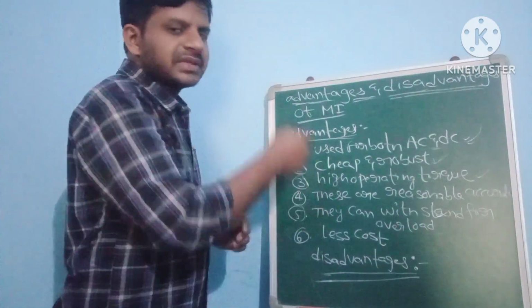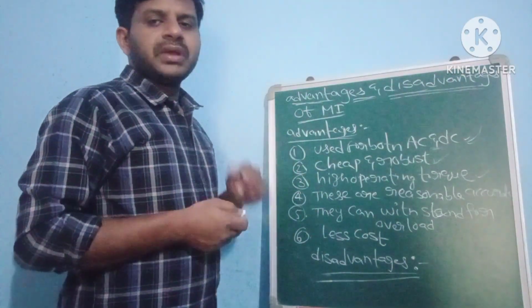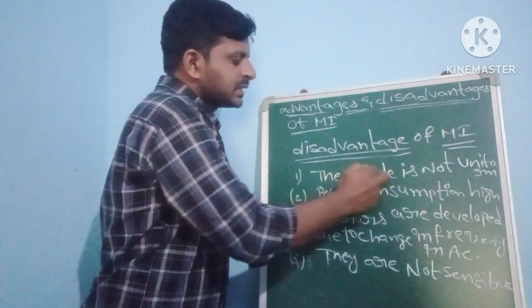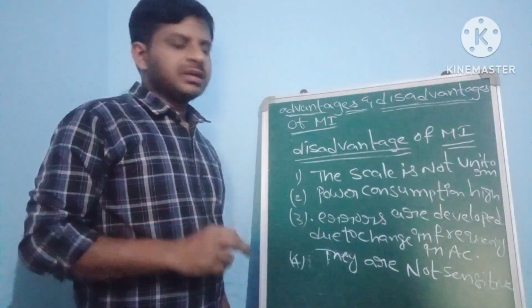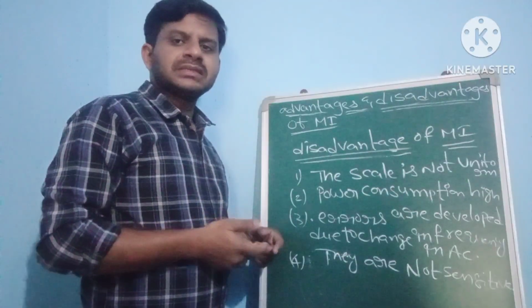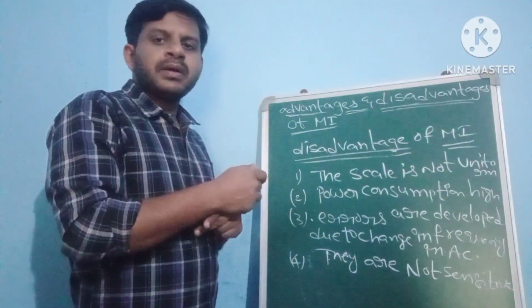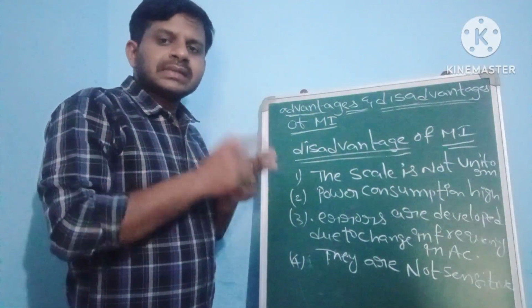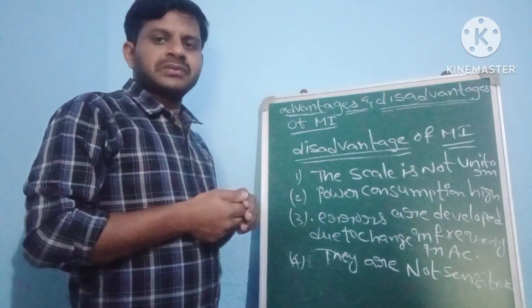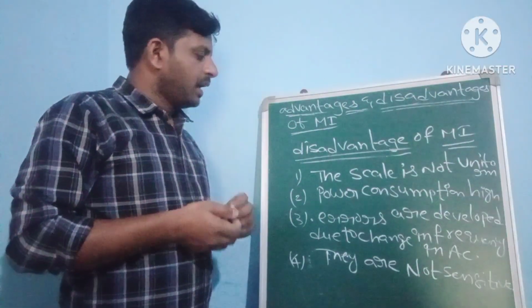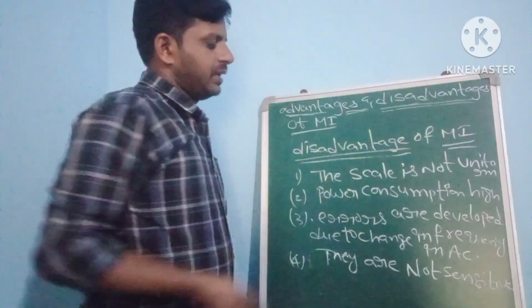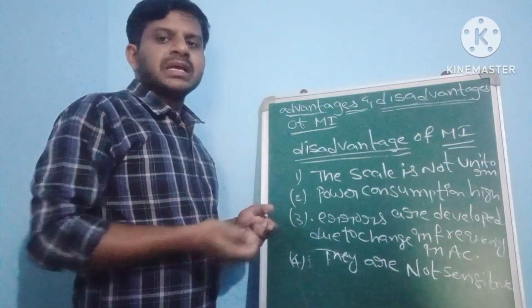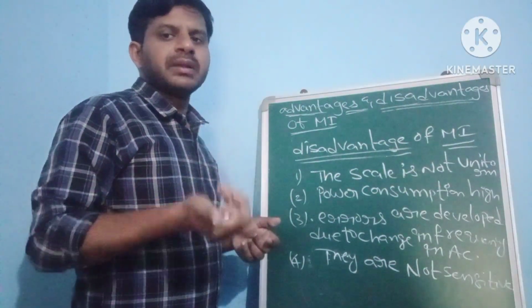Okay, coming to the disadvantages of moving iron instruments, the first one is that the scale is not uniform when compared to MC instruments. Because of the weight of the iron plates, the scale is not uniform and it also does not measure exactly accurate values when compared to MC instruments. As well as coming to the second one, power consumption is also very high. Because of the weight of the iron plates, the input power consumption is also very high.